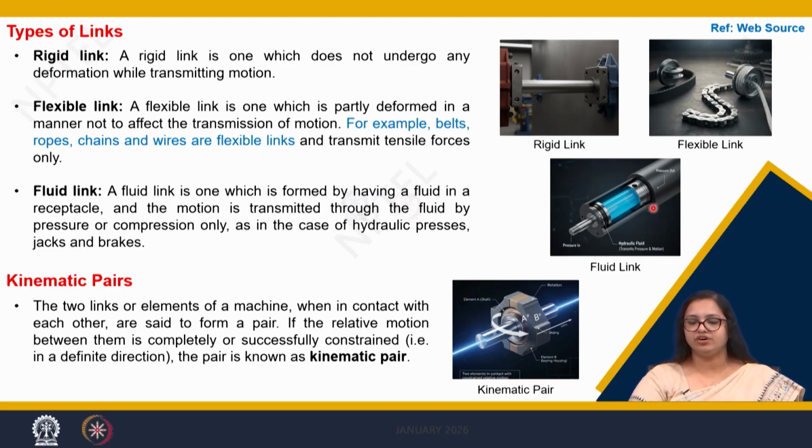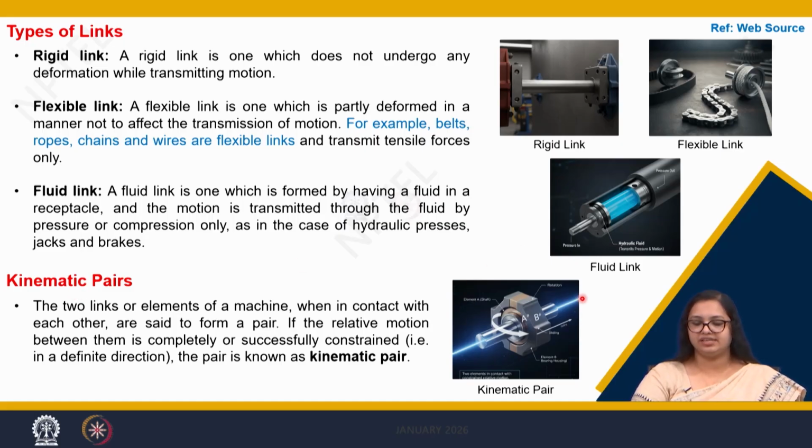So this kind of element, where we have a fluid inside a cylinder which transmits the power through the piston to any moving element, we call a fluid link. Now we have understood about a link, which is the smallest element of any machine. When two links are joined together, they form a kinematic pair.